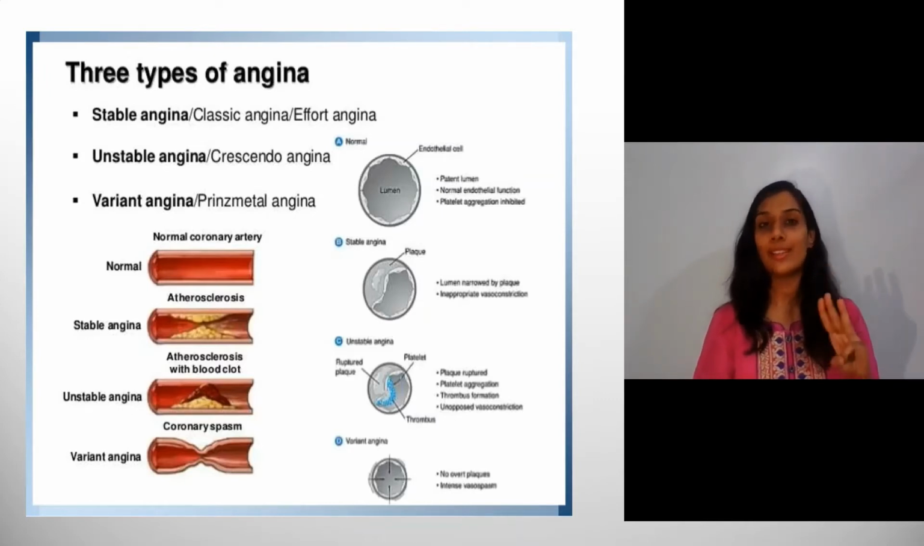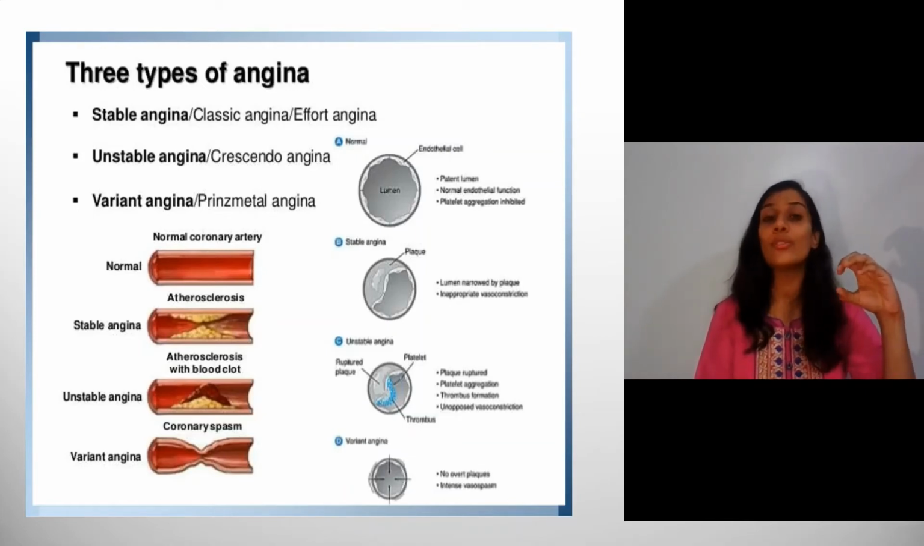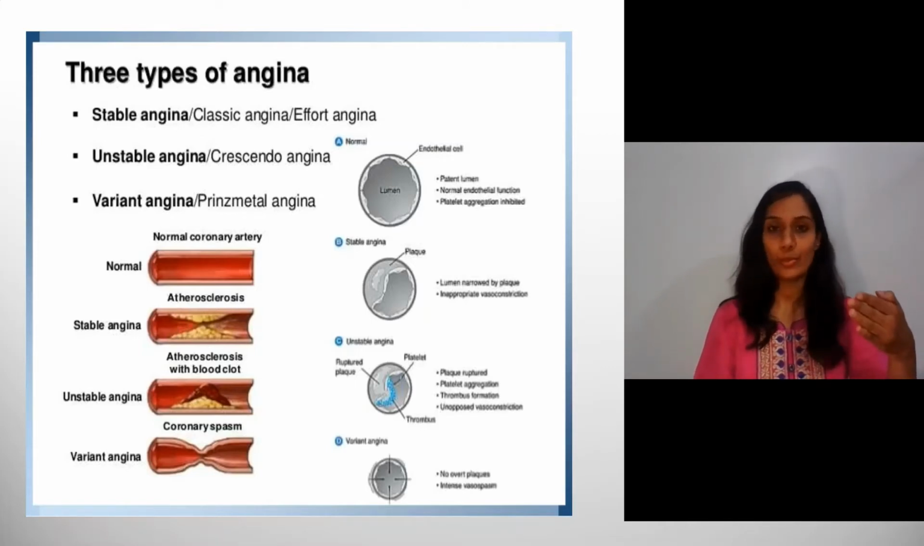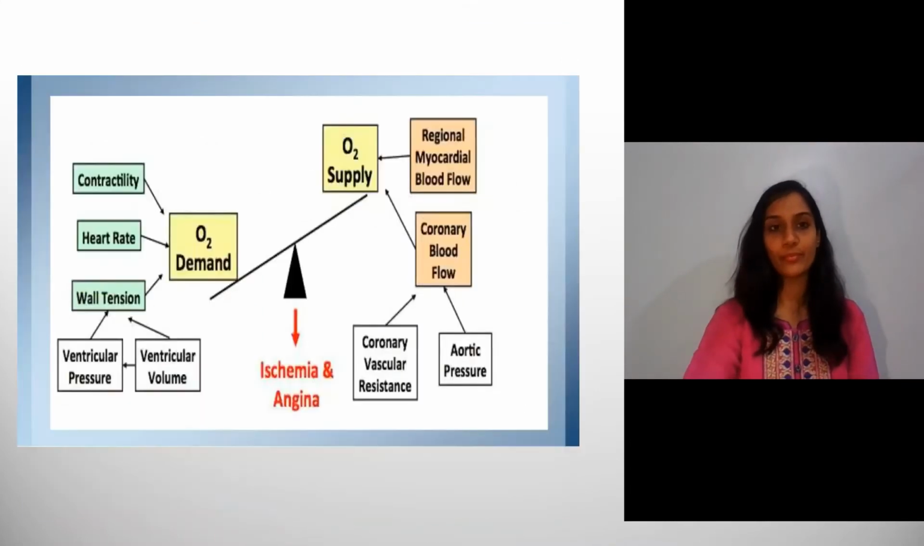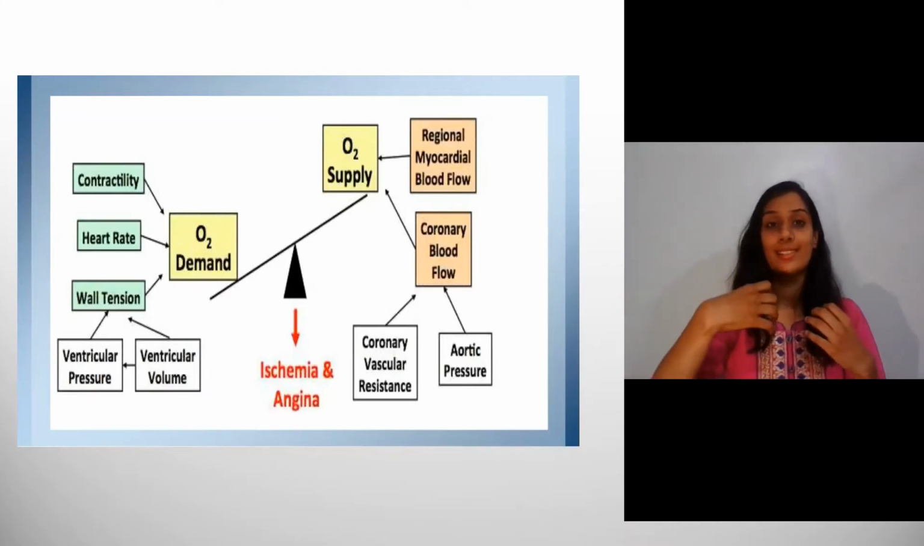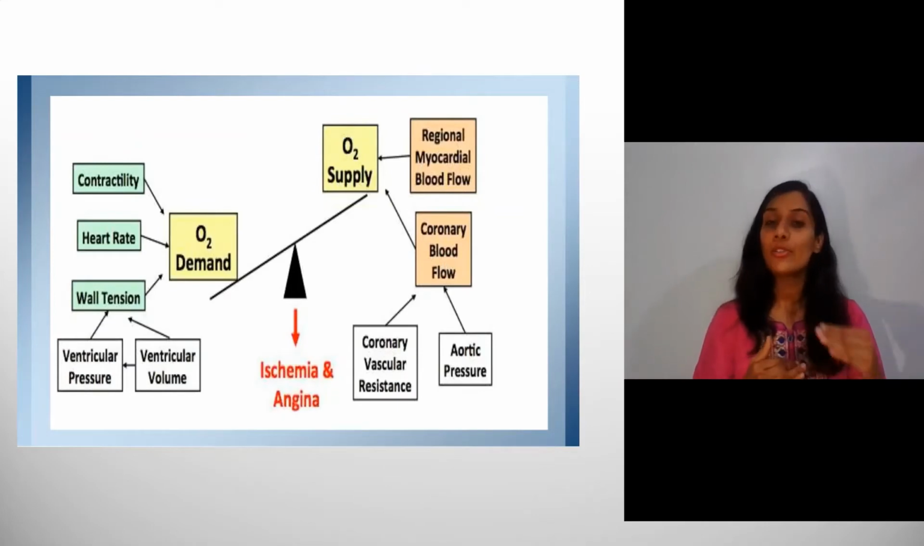And third is variant angina. As you can see, there occurs severe coronary spasm, so there is so much difficulty of oxygen consumption by the heart, and there occurs severe myocardial ischemia. The pain which results due to that is called variant type of angina. Now, angina occurs due to the imbalance between oxygen demand and oxygen supply. If the oxygen demand by the heart is more but supply is less, then this can result in ischemia, and finally it can cause angina.